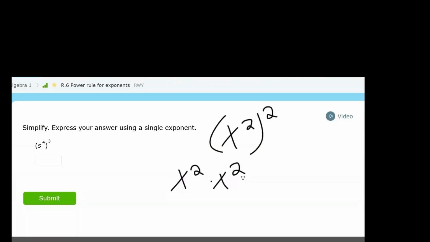And we know from our laws of exponents that whenever we are multiplying exponents with the same base, we keep our base and we add the exponents. In this case, we get x to the 2 plus 2, and we get x to the fourth power. And so today, we're going to be doing these types of problems.